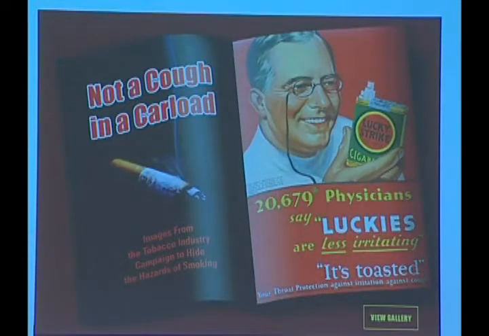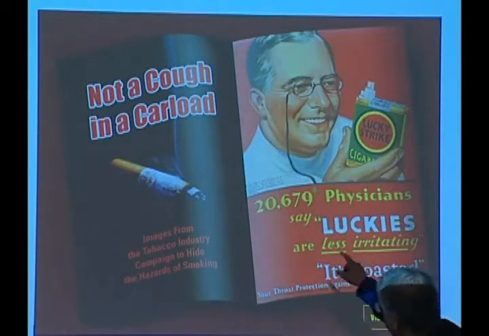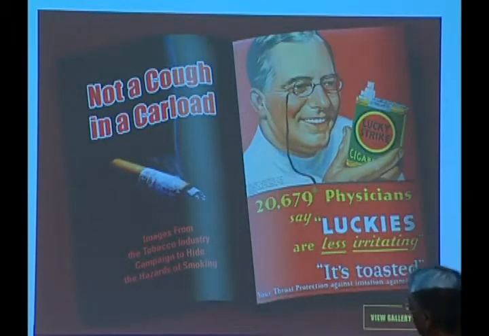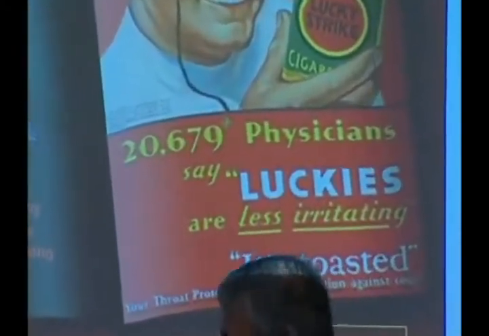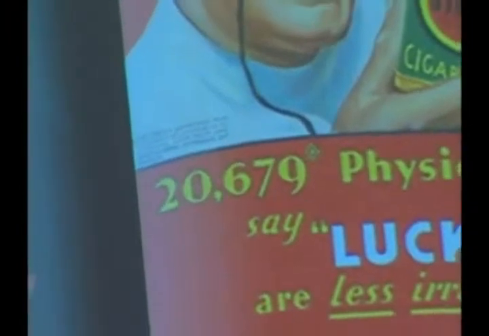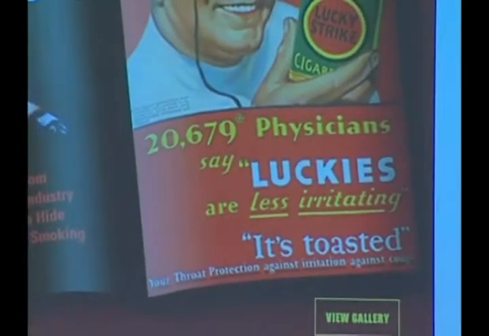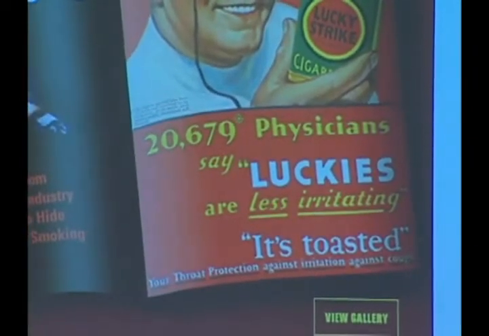And this is the reason I'm showing this slide, other than just to take you down memory lane. Look at the statistic they gave you. They gave you 5 figures, 20,679. They didn't say 20,700. They give you 20,679 physicians say Luckies are less irritating. And then you can't read it, but they actually had a firm that did the accounting and whatever. And this was a form of statistical inference of the day, which we find amusing and a source of merriment and wonder.